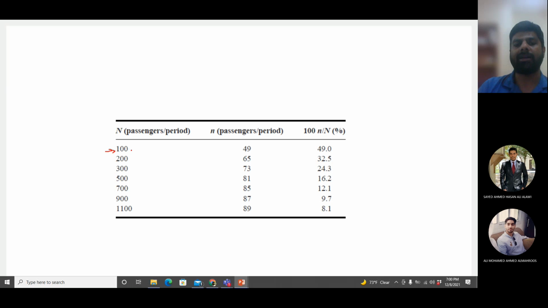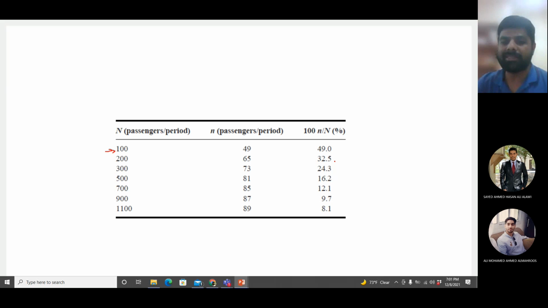So if there are 100 cars crossing, and n comes out to be 49, that means you are collecting data for 49% of the drivers out of the total. If capital N is 200, then small n will be 65, and you will be collecting data for only 32.5% of the drivers. So 65 upon 200. This last column is basically small n upon capital N.